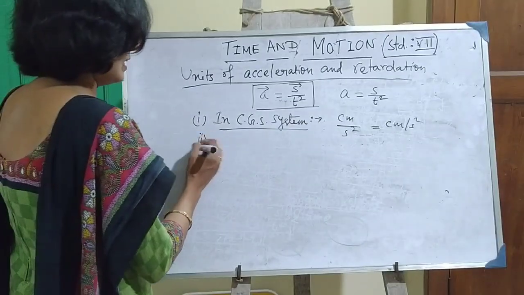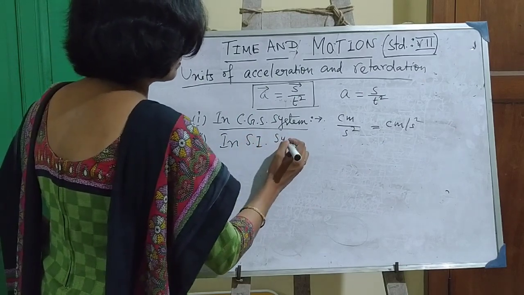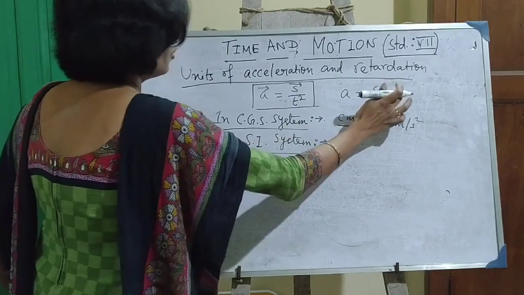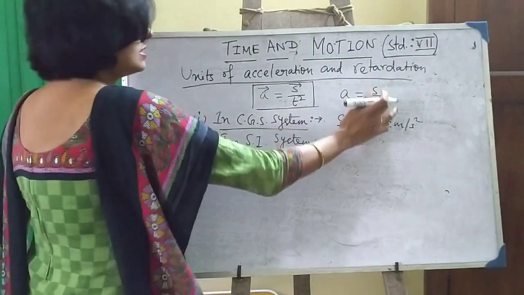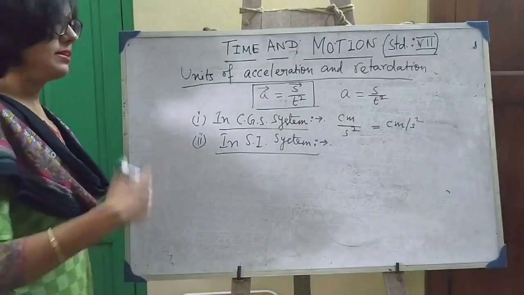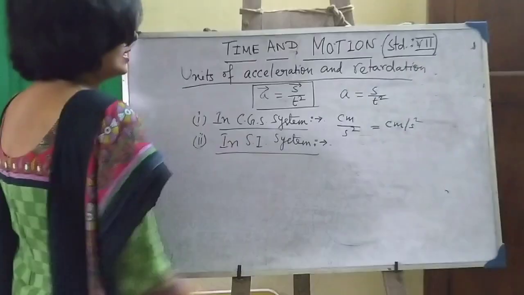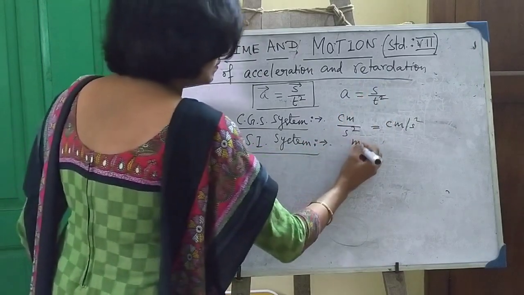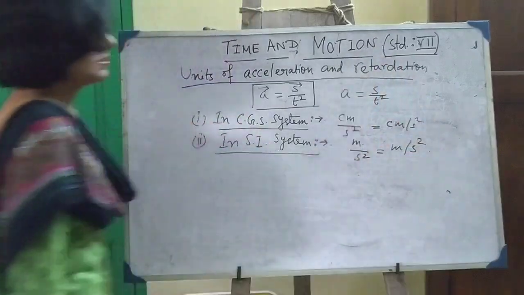Number 2, in SI system, same as before, follow this formula, the mathematical formula of acceleration, displacement by time square. The SI unit of displacement is meter, the SI unit of time is second, so the SI unit of acceleration is meter per second square. That is meter per second square.